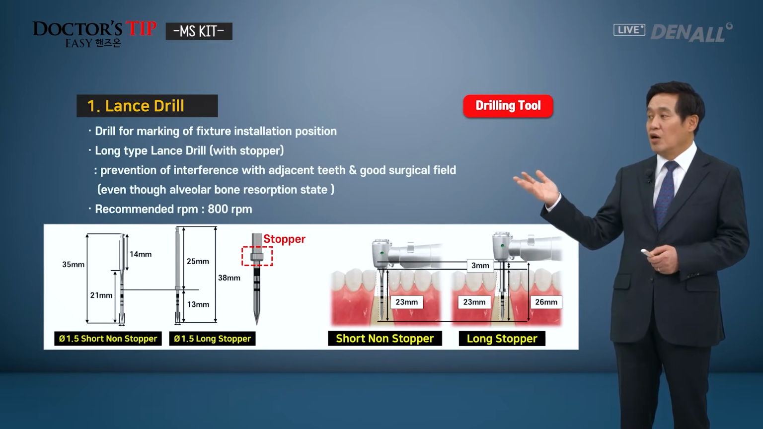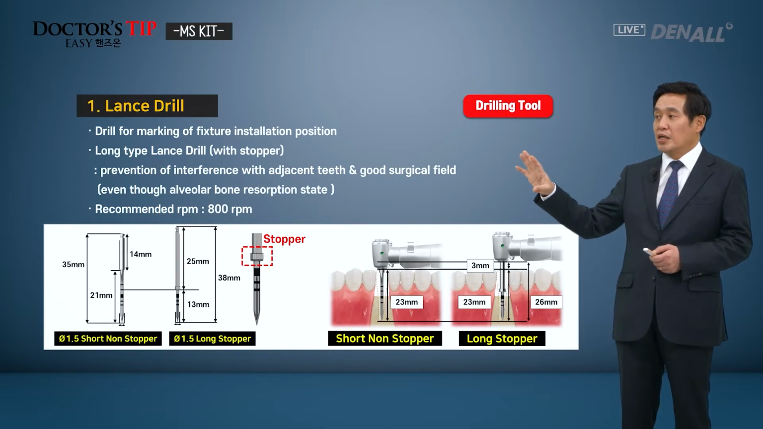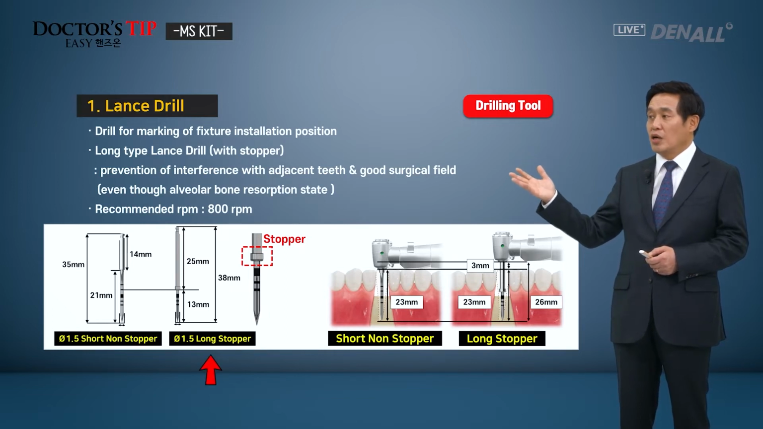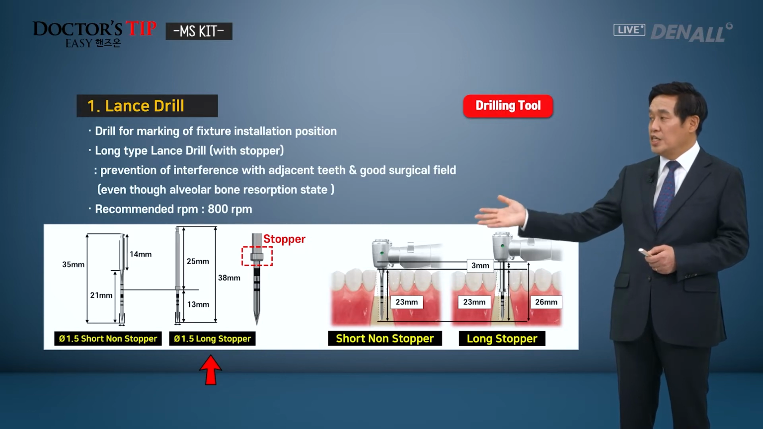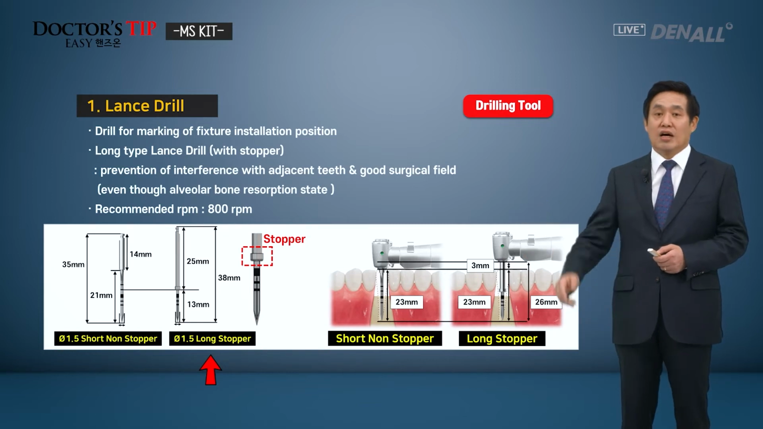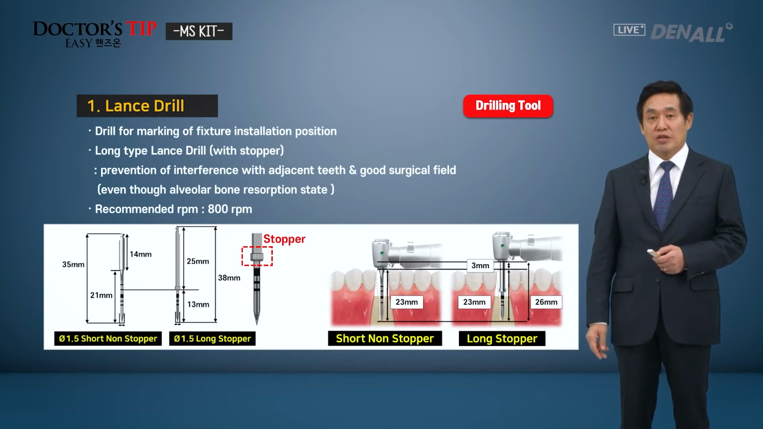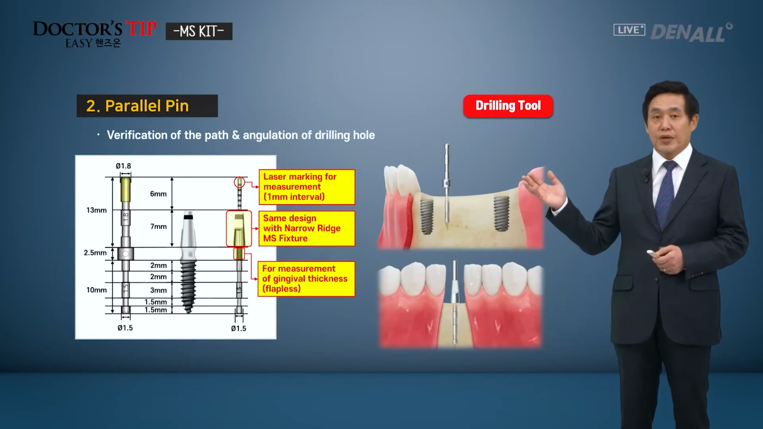So we have two types, short, non-stopper, and also we have long stopper. So it's a longer version. So if you drill, you can go up to 26 millimeters, so there will be no interference from the adjacent teeth. Next is parallel pin.